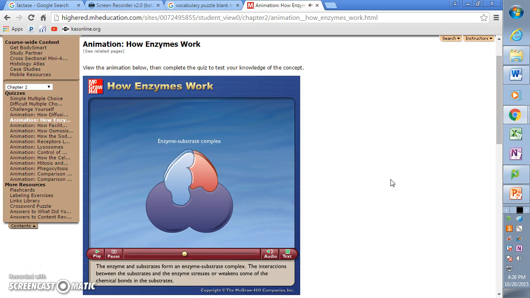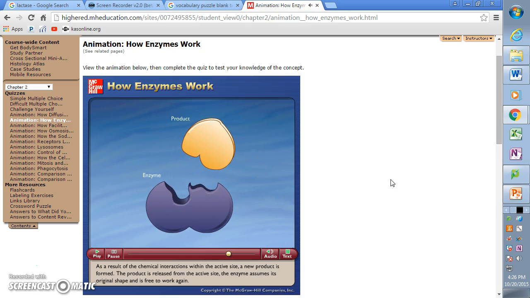The interactions between the substrates and the enzyme stress or weaken some of the chemical bonds in the substrates. Now it's reacting. These stresses form the bond link between the two substrates, leading to the formation of a different molecule. Polymer. As a result of the chemical interactions within the active site, a new product is formed. The product is released from the active site. The enzyme assumes its original shape and is free to work again. Although this reaction has specifically illustrated the formation of a single product from two substrate molecules, other enzymes catalyze the formation of two products from a single substrate.